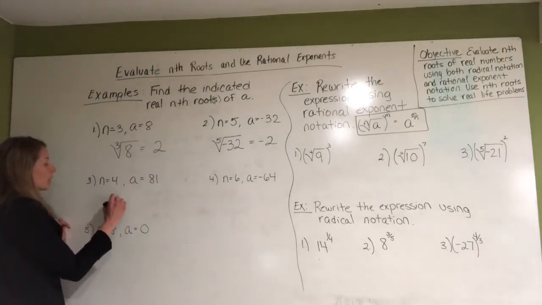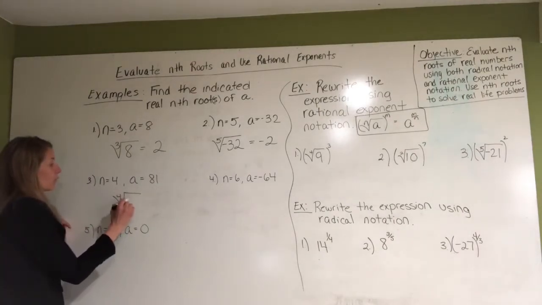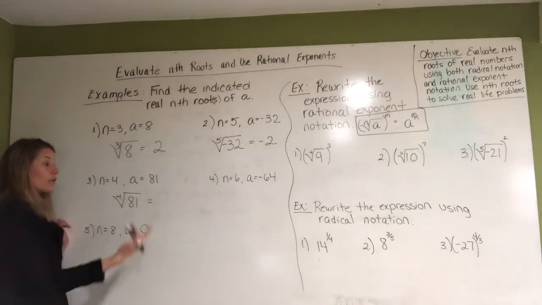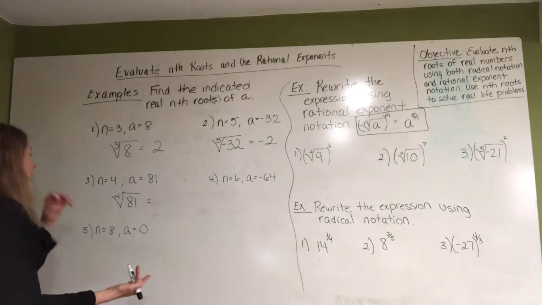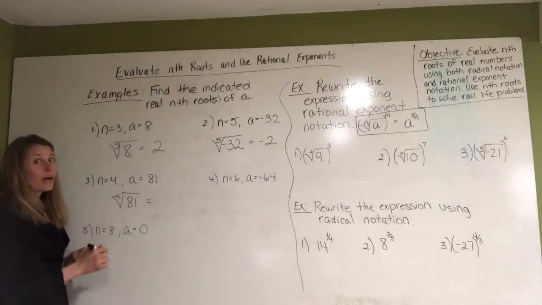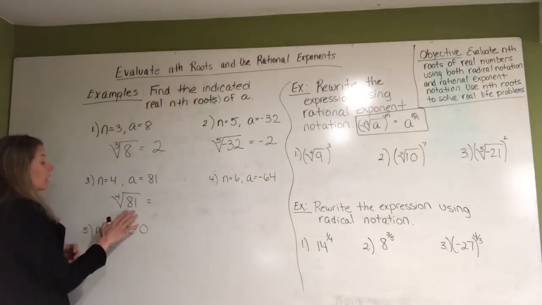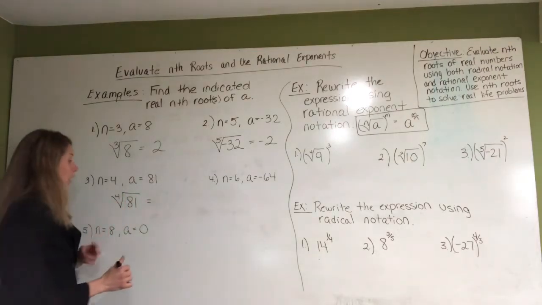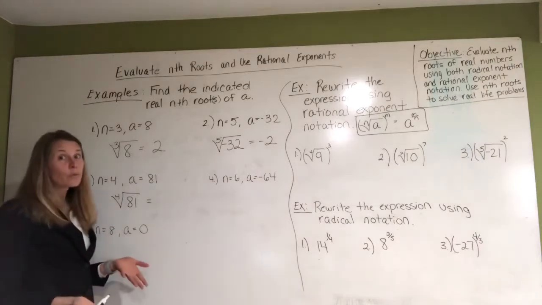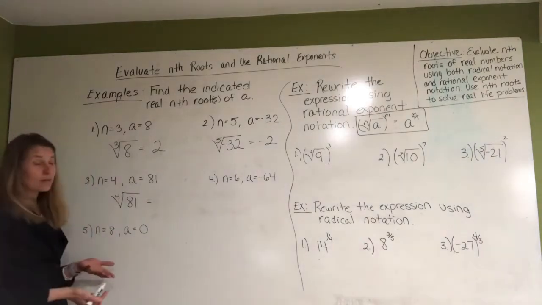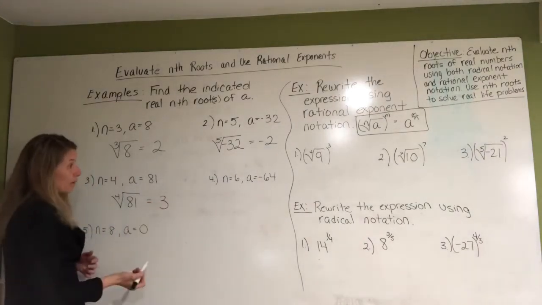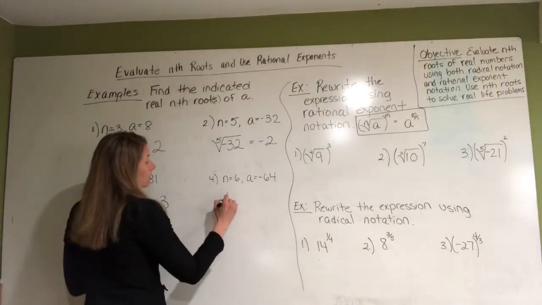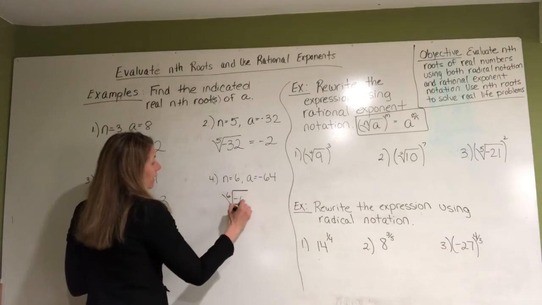Now for number 3, this time we're going to be doing a 4th root, which is an even number. So as we went over on the last set of notes, the even roots have 2 solutions. And if the number inside is a positive, then we know there's 2 real solutions. So what is that number that multiplies by itself 4 times to get positive 81? It would be 3.